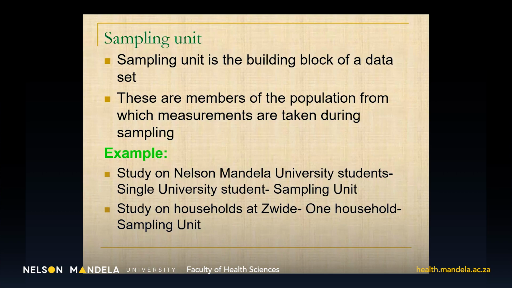And then let's say also I've seen some students coming to me saying, I want to look at households around PE. For instance, in a township called Zwide in PE, in Nelson Mandela Bay. I want to look at household income, if that's what you're interested in, at Zwide. But I'm looking at households. Now, the key word is I'm looking at household. Therefore, it means one household represents my sampling unit. It's a building block because I'm looking at households at Zwide. One household is my sampling unit.